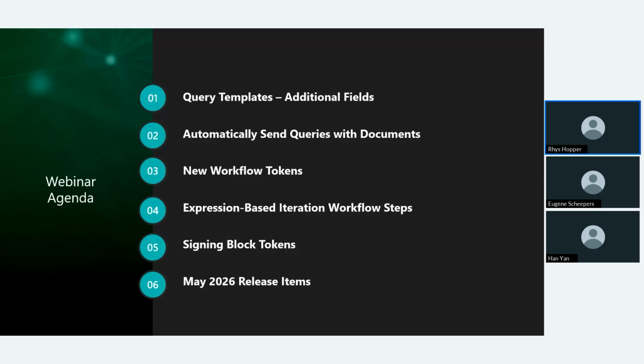So you can set up letter templates, say this is an email template, and have the workflow generate that automatically for you. I also went through all the different workflow tokens, the decision trees that happen automatically, the new expression-based iteration workflow step, and all the other items we have released in the last month. I'm going to throw it back to you now, Eugene, and have a drink of water.